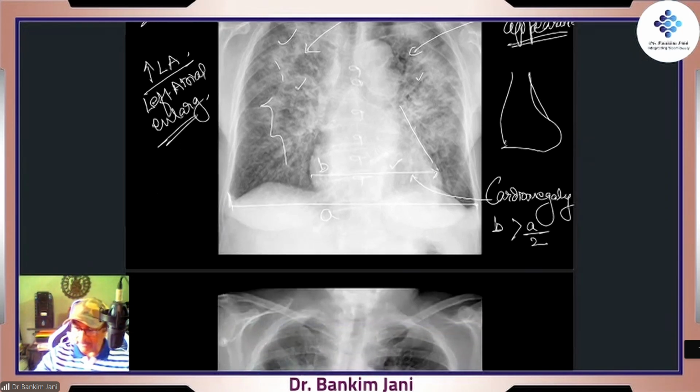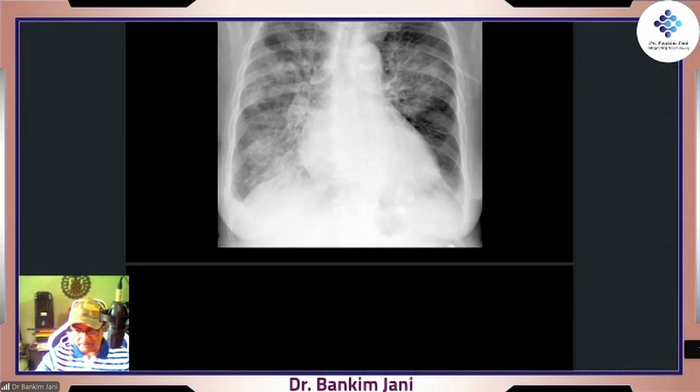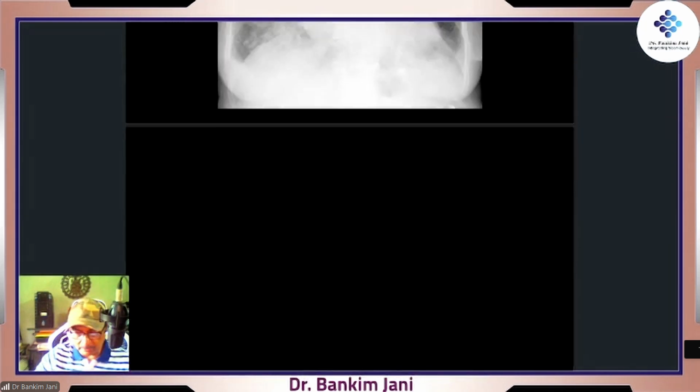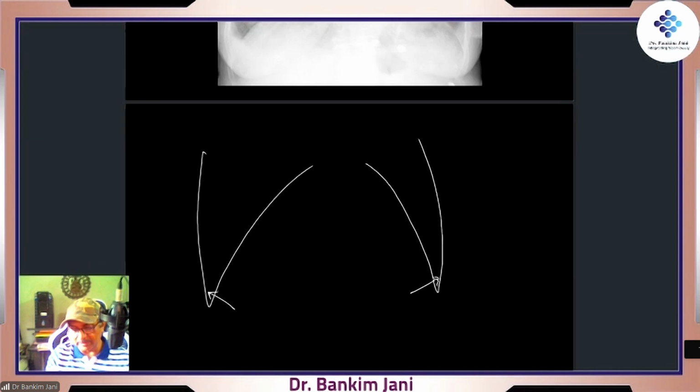There is one more very fine finding. Here it is. This angle is called the costophrenic angle, right? Costa means ribs, phrenic means diaphragm. Costophrenic angle. Here also. But normally we see it like this. On all those old X-rays, if you see, they are seen clearly. So they are called the costophrenic angle.